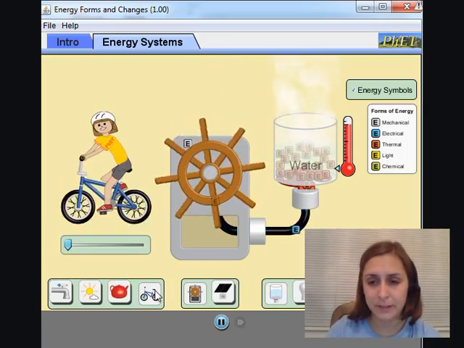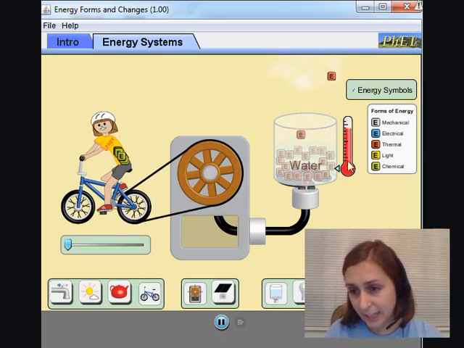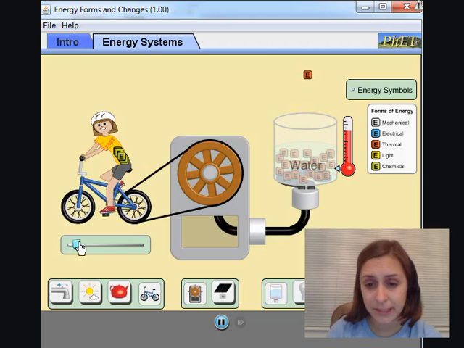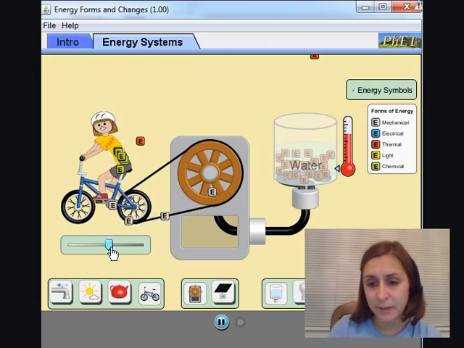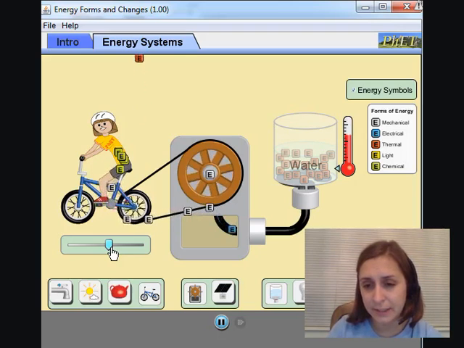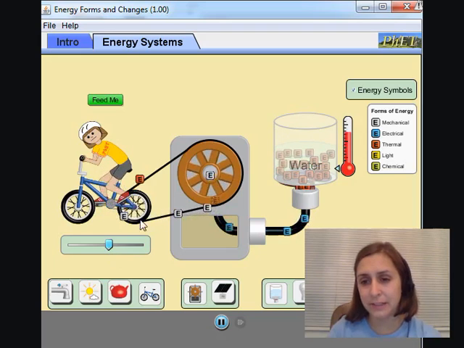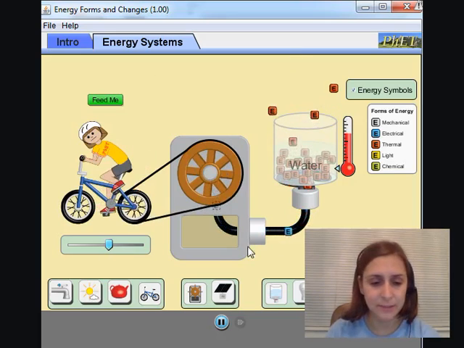What about the bicycle? Now look, we have a little girl on a bicycle. She's full of chemical energy. Again, make sure you can tell the difference between the green and the yellow. And let's get her pedaling at about half speed. Oh look! The mechanical energy from the wheel of her bike is transferring over to the turbine nicely. The turbine has the mechanical energy it needs to produce electricity.